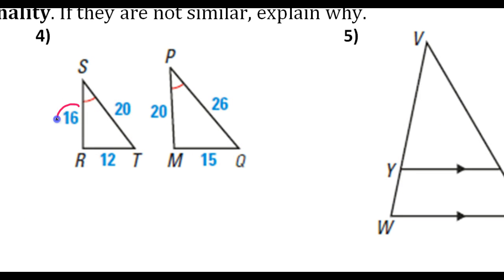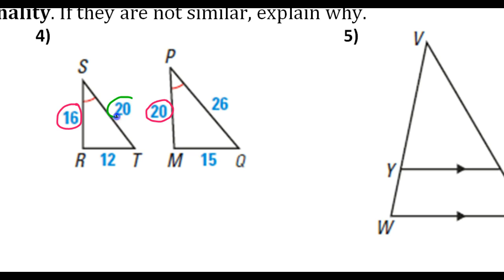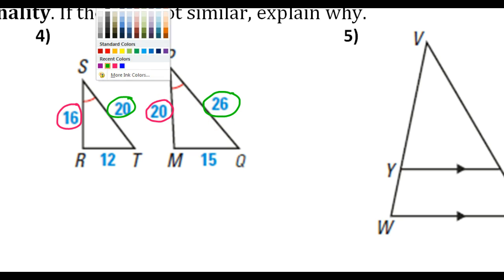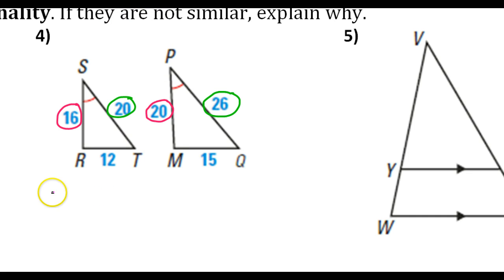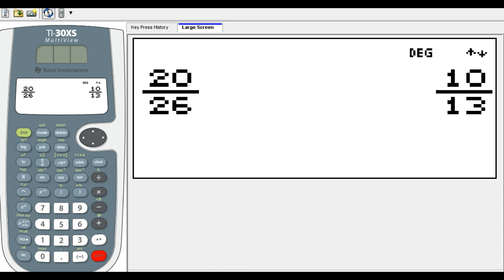Alright, in number 4, the 16 and the 20 would be corresponding sides, and this 20 and this 26 would be corresponding sides. And you see we have an included angle right there. So we just need to see if these corresponding sides are proportional. So let's check. Well, I might as well stick with the green. Let's do, for example, 20 over 26 and see what that is. So 20 over 26 is 10/13.